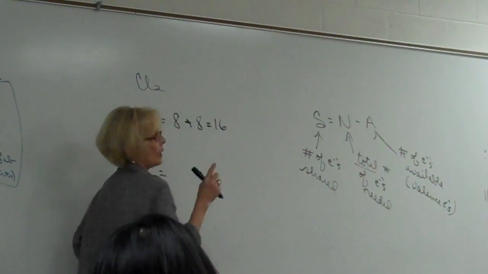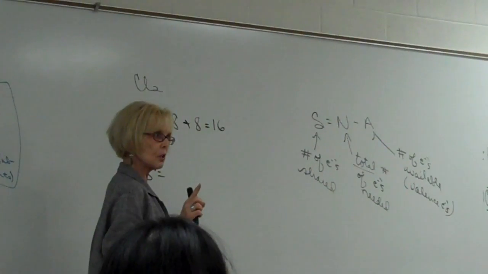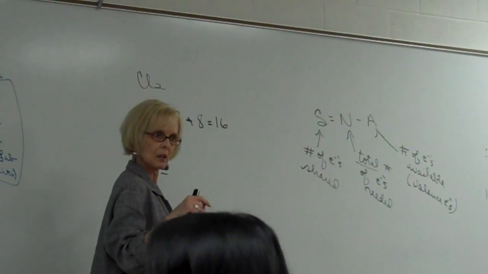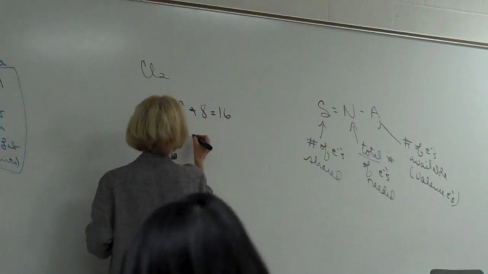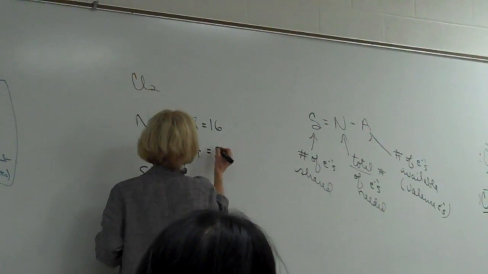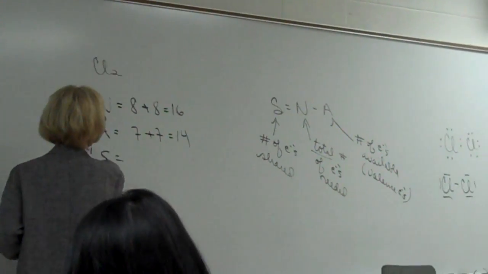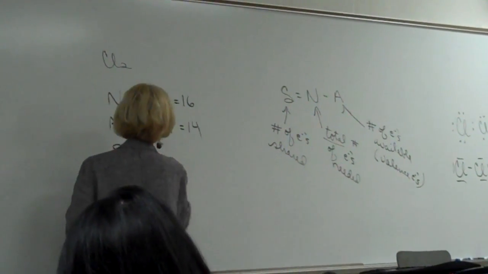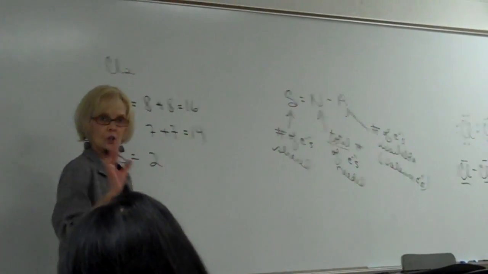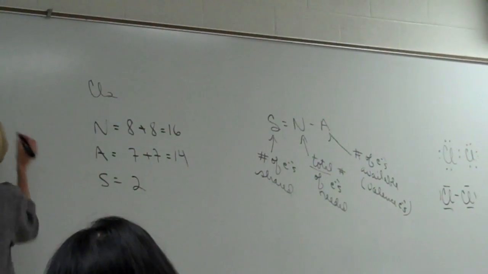Okay, now, how many valence electrons does a chlorine have? Anybody? 7. Each one has 7. So we have 14 available. How many are they going to share? 2. 2, the difference. So, here's how we build them.